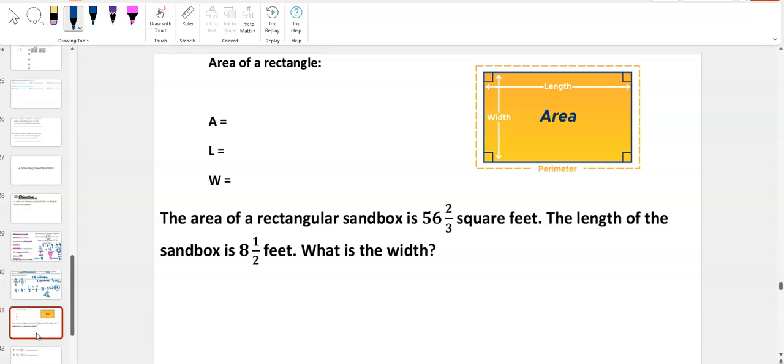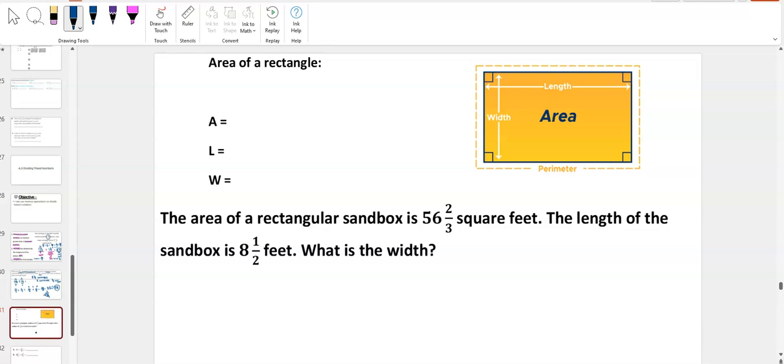Okay. They like to use area of a rectangle a lot in math because it is something we deal with in real life. We've got rooms that are rectangles. We have gardens that are rectangles. We have rugs that are rectangles, tabletops that are rectangles. So we use it a lot, okay? So the first thing we need to remind ourselves is, how do I find the area of a rectangle?